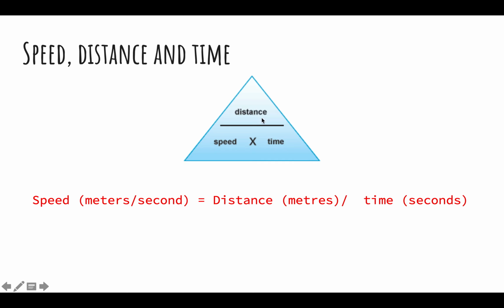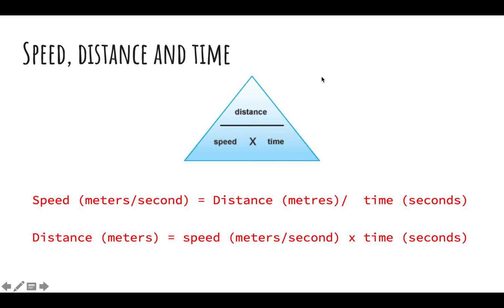So you can rearrange this. Say you want to find the distance that you've travelled. If you cover up the top of the triangle, you'll have distance equal to speed times time. Okay, distance equal to speed times time.